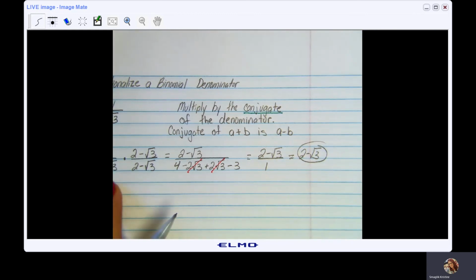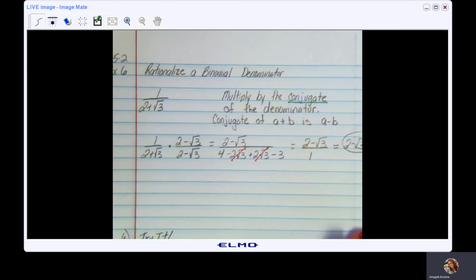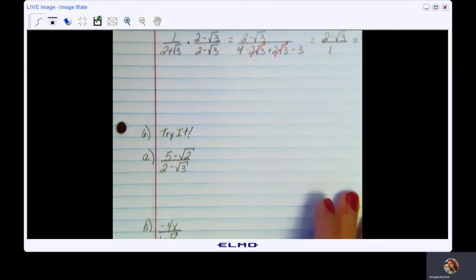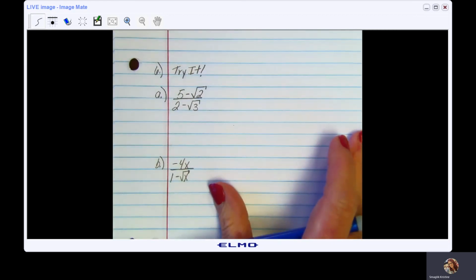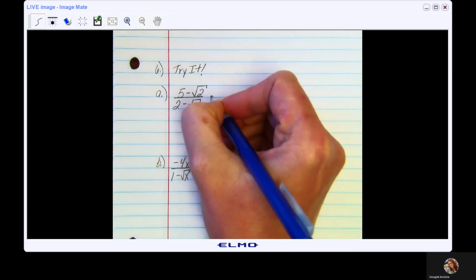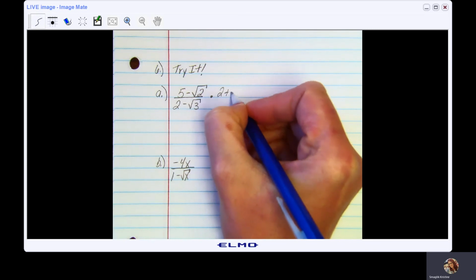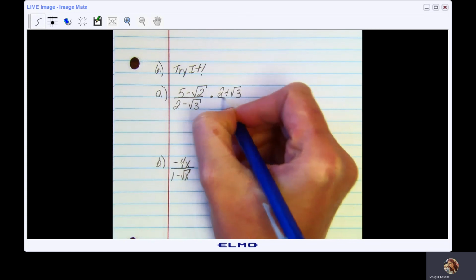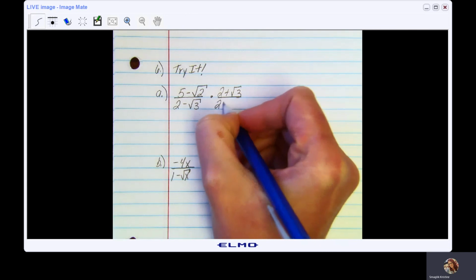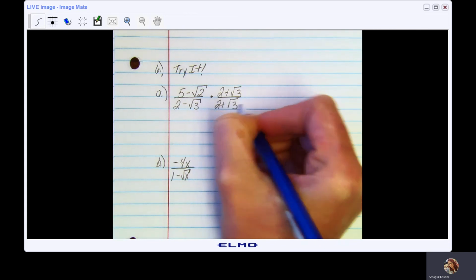Whenever you're multiplying by the conjugate, your radicals should disappear. If they don't, you've probably made a computation error somewhere. Let's take a look at your try it. My conjugate is going to be 2 plus the square root of 3 all over 2 plus the square root of 3.